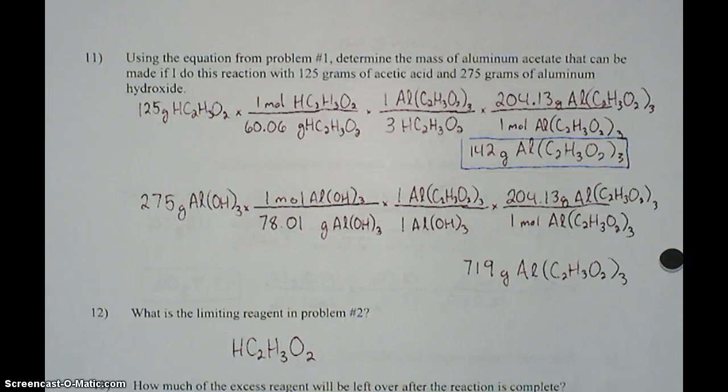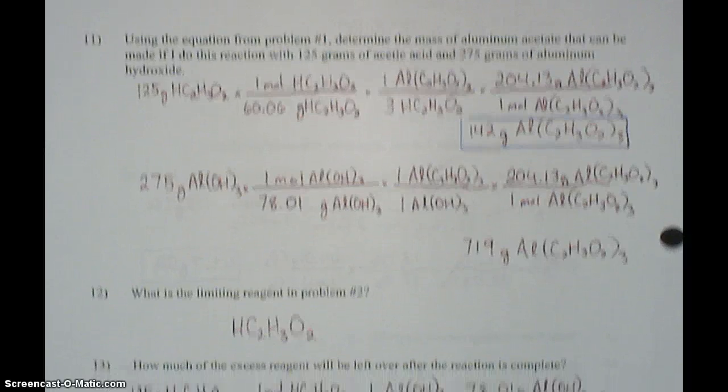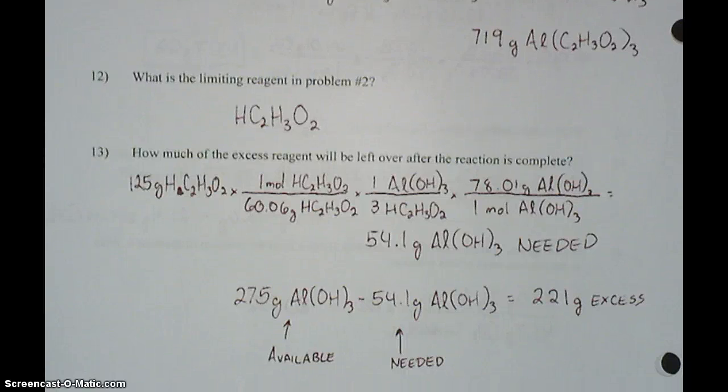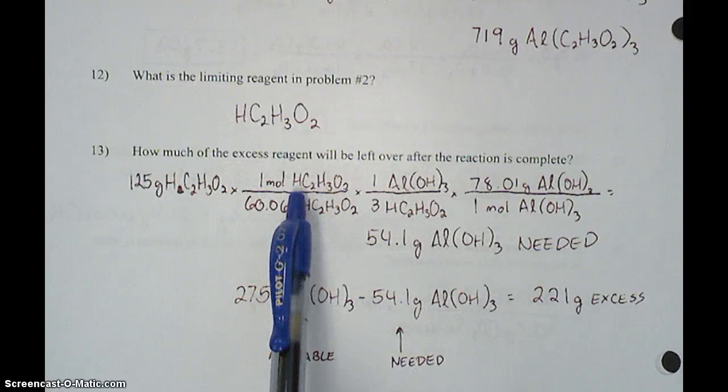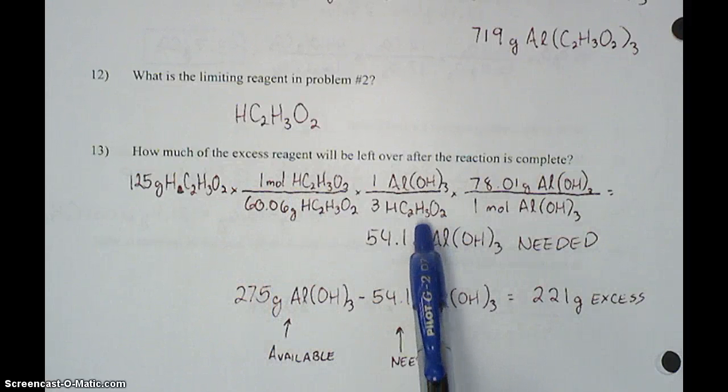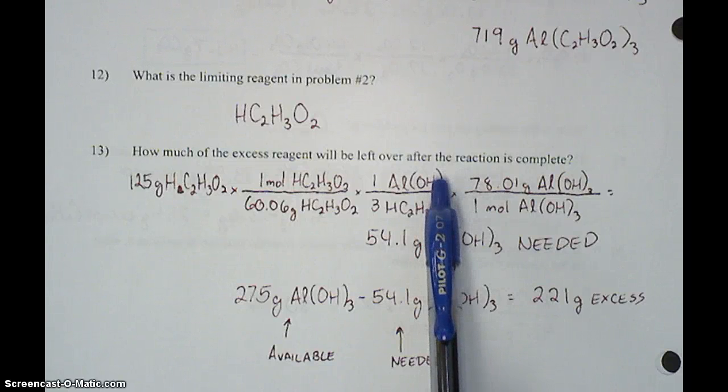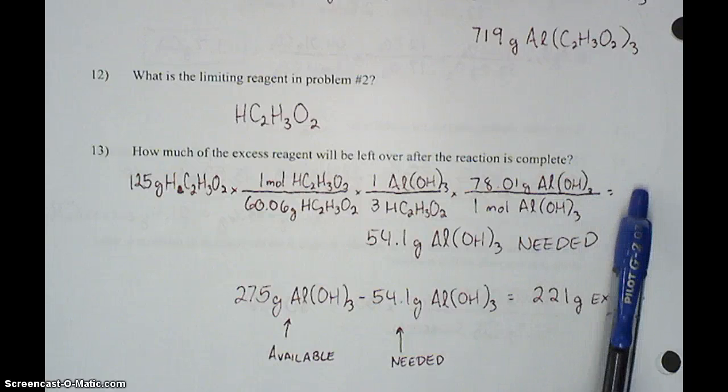Question 13 then asks us how much of the excess reagent will be left over after the reaction is complete. So the solution to this one, I take my limiting amount of acetic acid, that's the amount that we'll actually use up, and I figured out how many grams of aluminum hydroxide would be needed to react with that. This is just like the other problems. Convert grams to moles, use a mole-to-mole ratio to trade moles of what we have for moles of what we're after, and then convert that to grams.